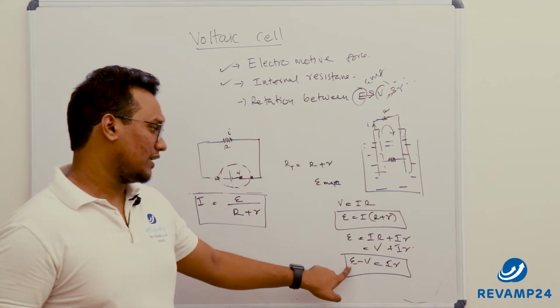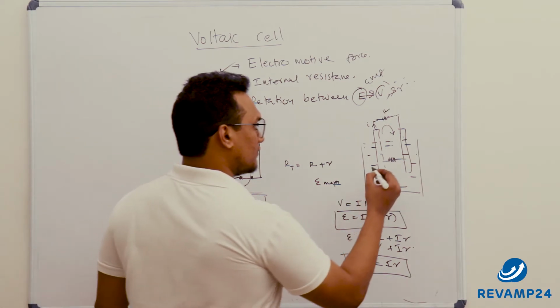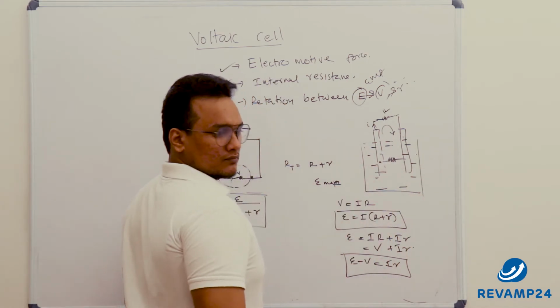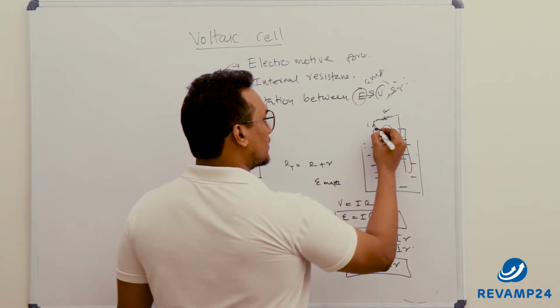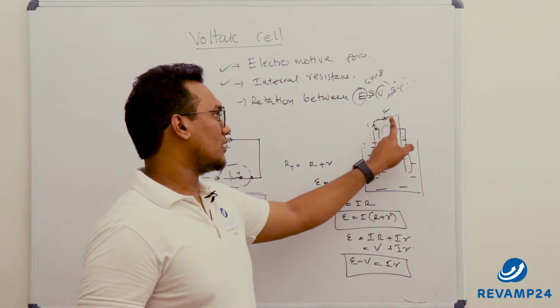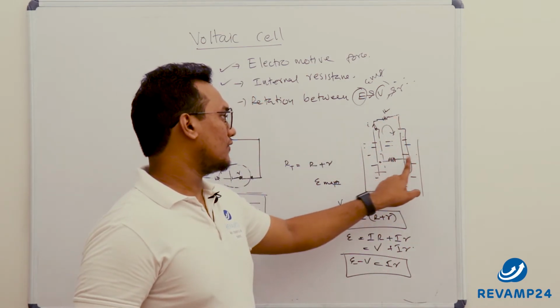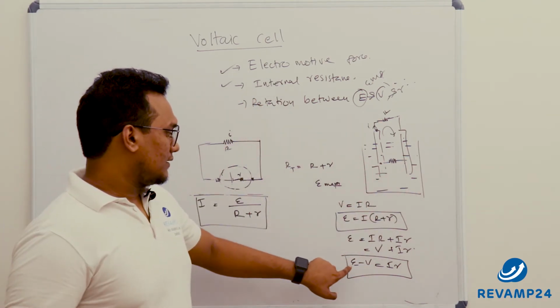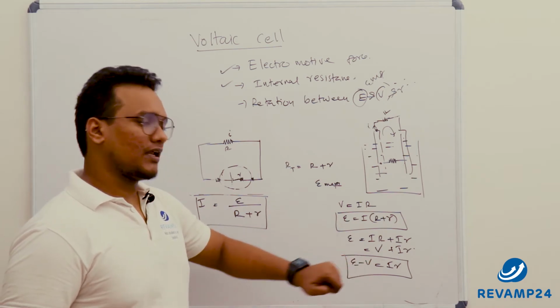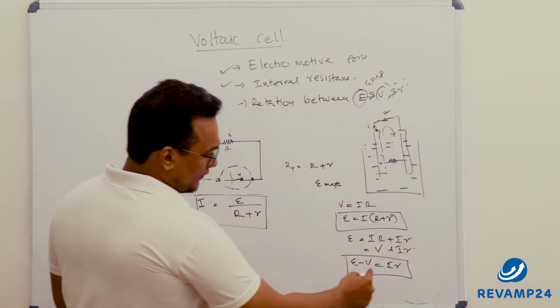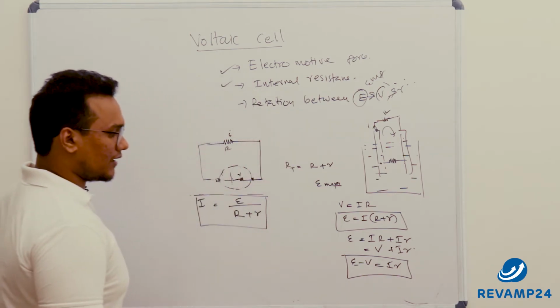So we know that EMF is higher, right? EMF is nothing but the work done on a charge for the complete loop. But terminal voltage is nothing but from the positive terminal to the negative terminal. So obviously this work done will be less and this work done will be more. So we have proved that EMF is higher than terminal voltage. Correct.